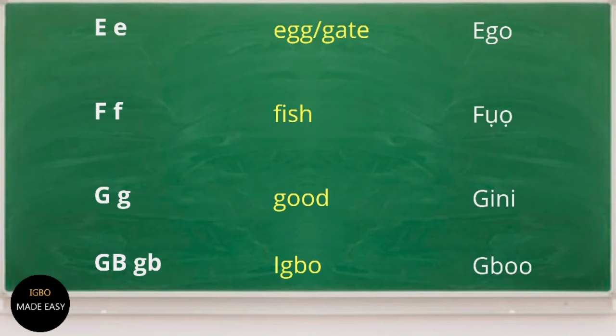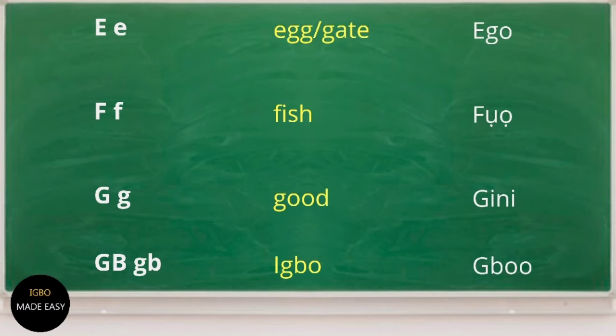Some people call it ego, and some people call it ego, you see. So you can use either of the sounds, but the most popular one is the A sound, though many times it is used as E also. So these are the two sounds you have. And ego means money.